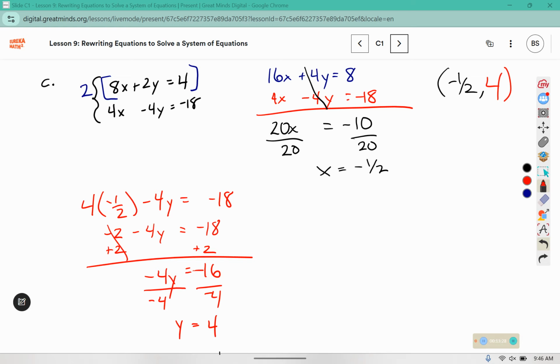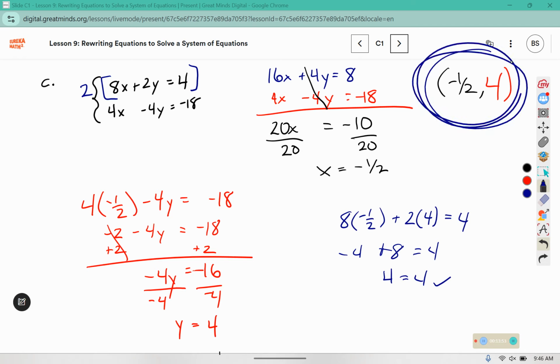Now we're going to check that it is a solution by plugging it back into the other equation. 8 times -1/2 plus 2 times 4. Does that equal 4? Half of 8 is 4, but it's negative. 2 times 4 is 8. -4 plus 8 is +4. So yes, this is the solution to the system.